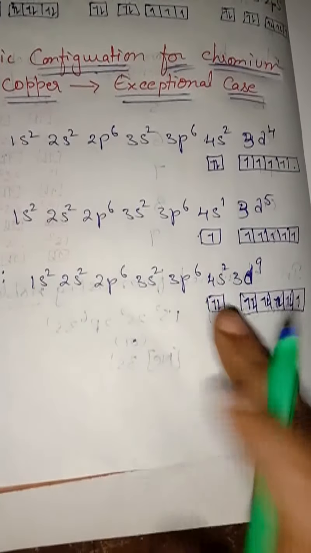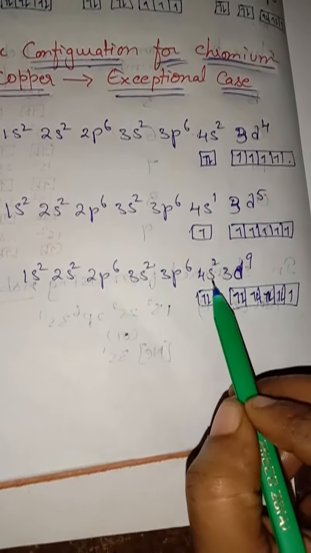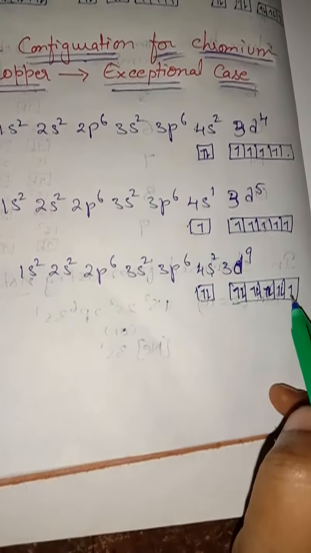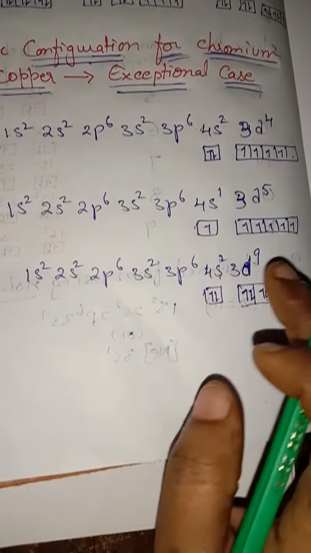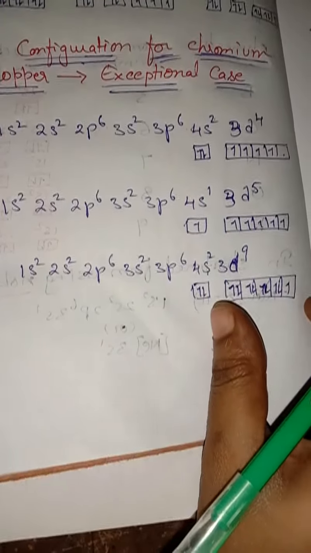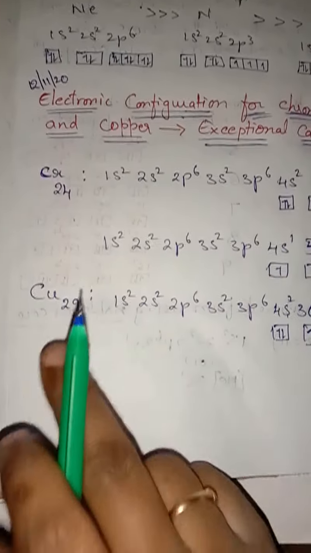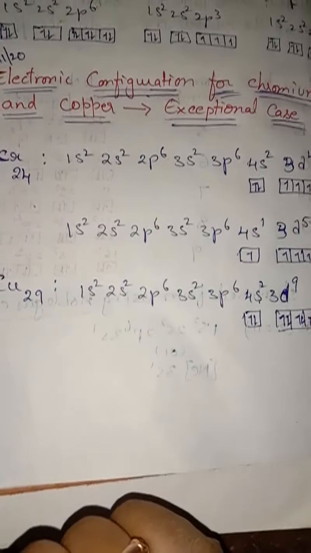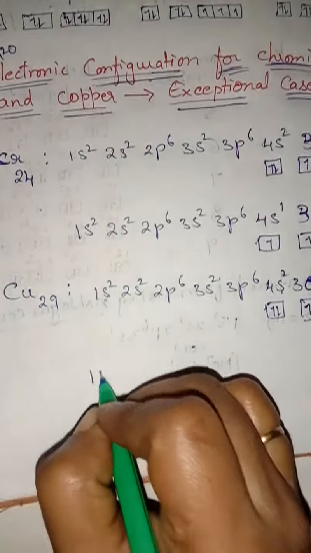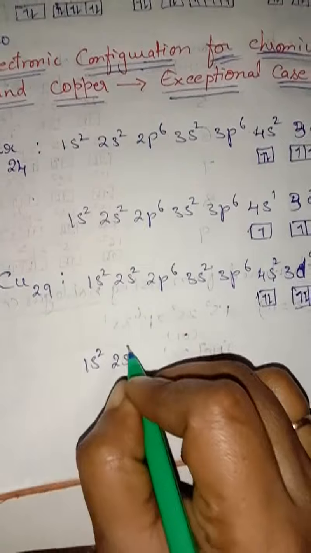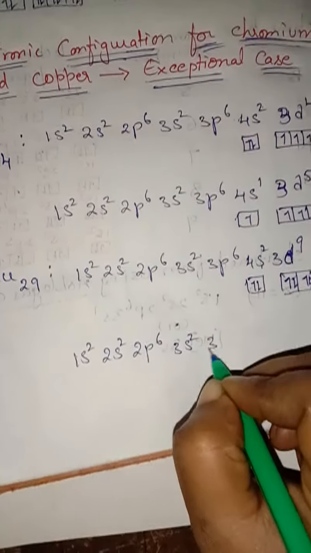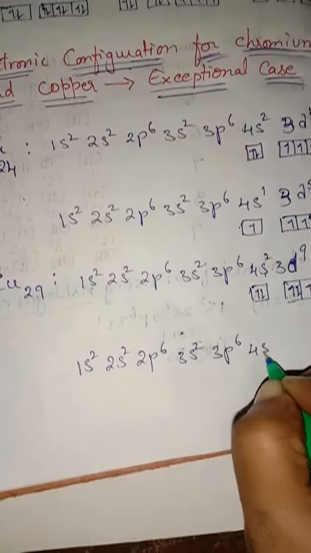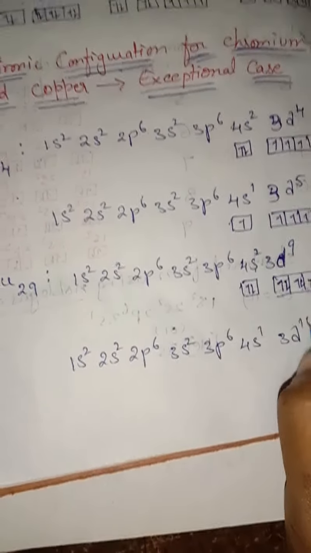If we take one electron from the s orbital to the 3d orbital, then it becomes completely filled. Then the element will attain stability. So the observed case is 1s2, 2s2, 2p6, 3s2, 3p6, 4s1, 3d10.